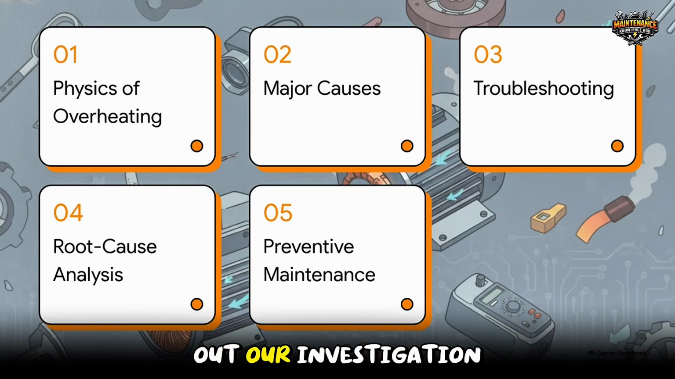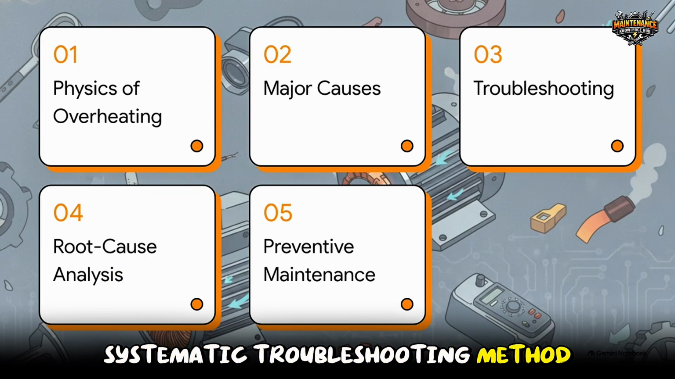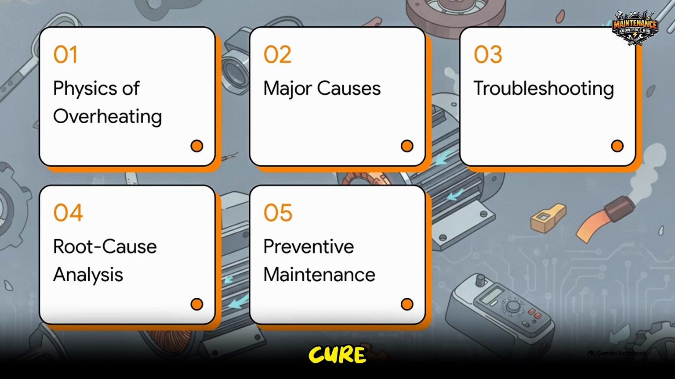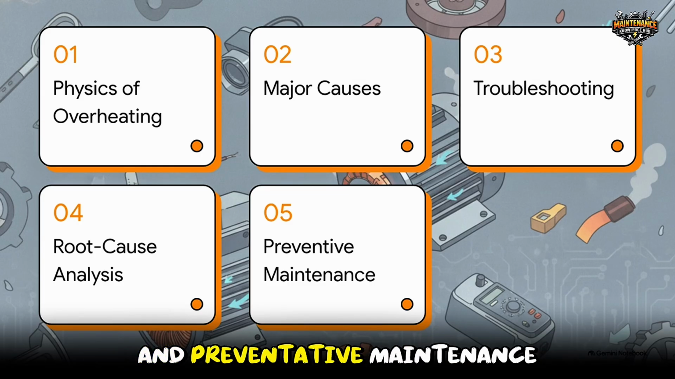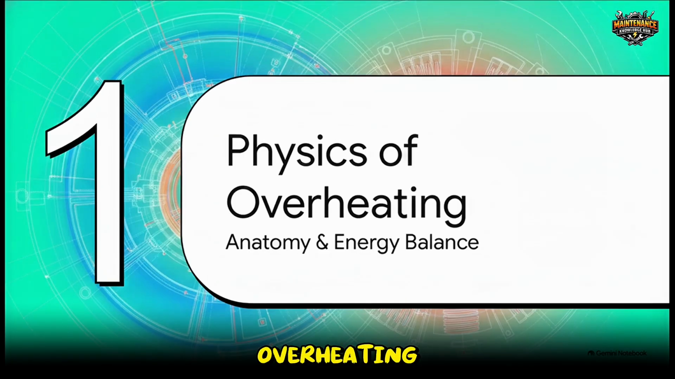We're going to map out our investigation methodically today. We'll start with the underlying physics of overheating, move through the major causes, or what I like to call the pathogens, run through a systematic troubleshooting method, and finish up with the ultimate cure: root cause analysis and preventative maintenance. Let's get to it. First up, the physics of overheating.